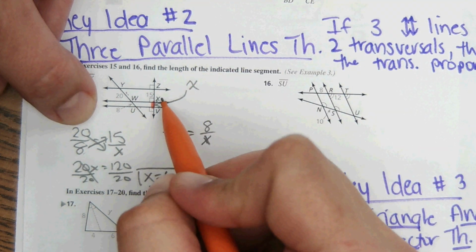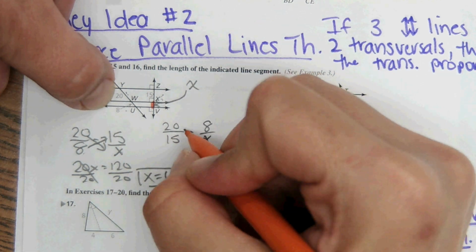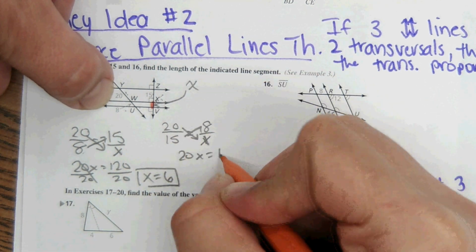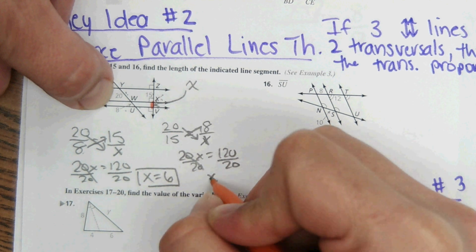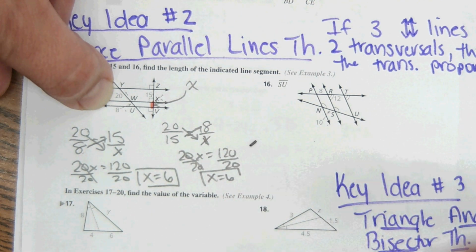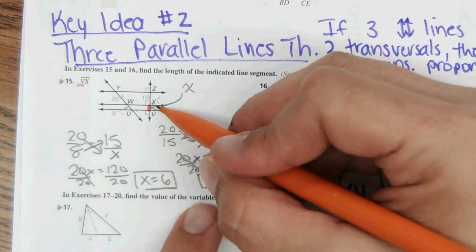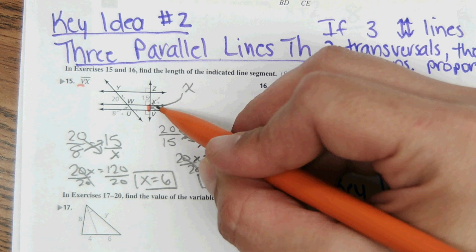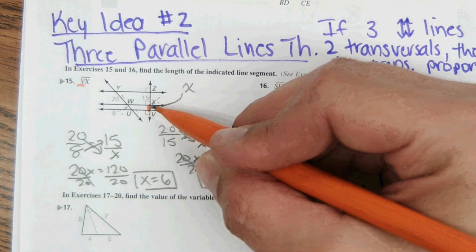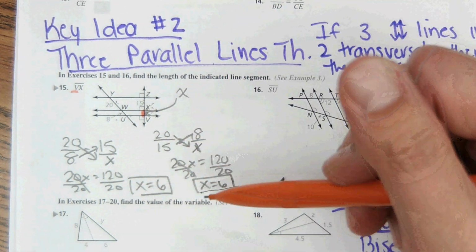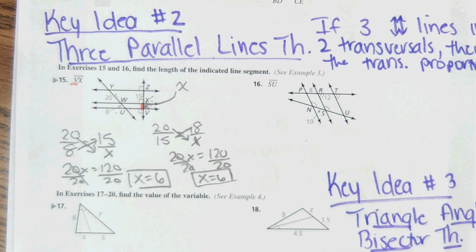So here I did left to right, left over right equals left over right. It comes out to 20x equals 120, and it literally comes out to the same answer. So as long as you're consistent in setting up your proportion, you're good, it'll come out right. If something comes out and it doesn't really make sense, like let's say you got 16 and it doesn't make sense that this little portion would be longer than this, then you probably set up your proportion wrong.